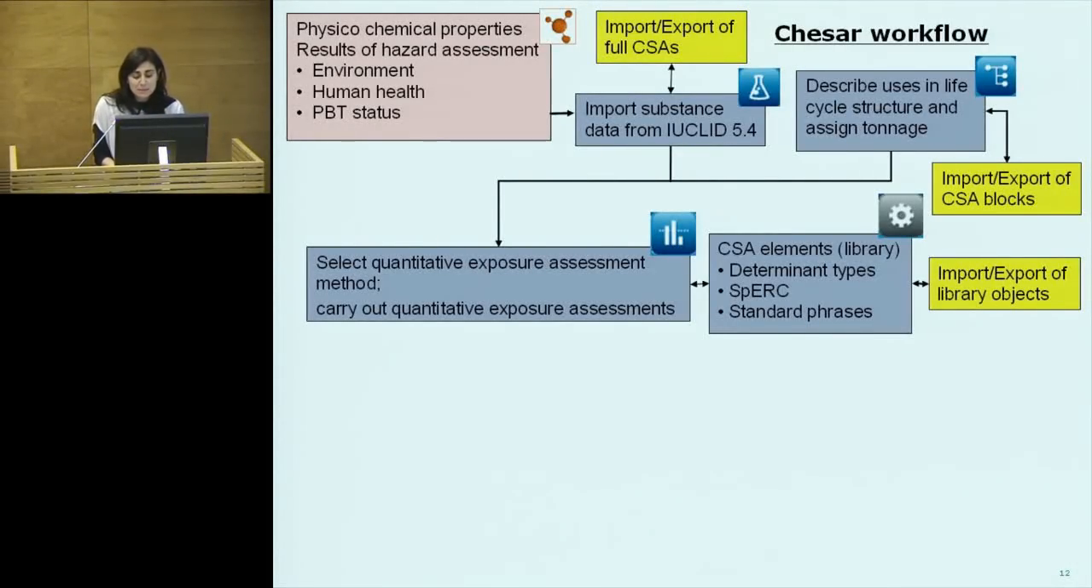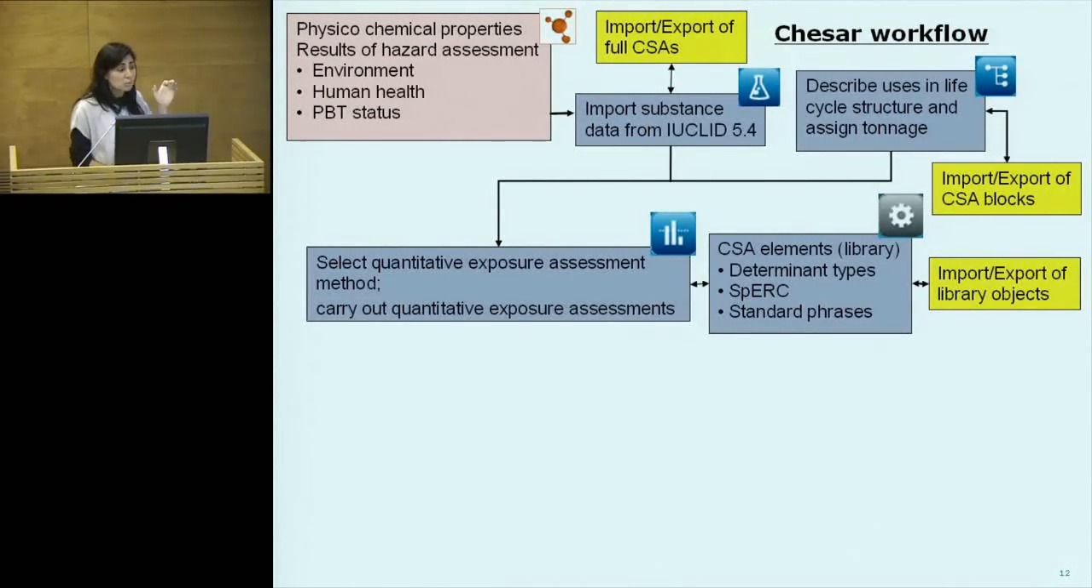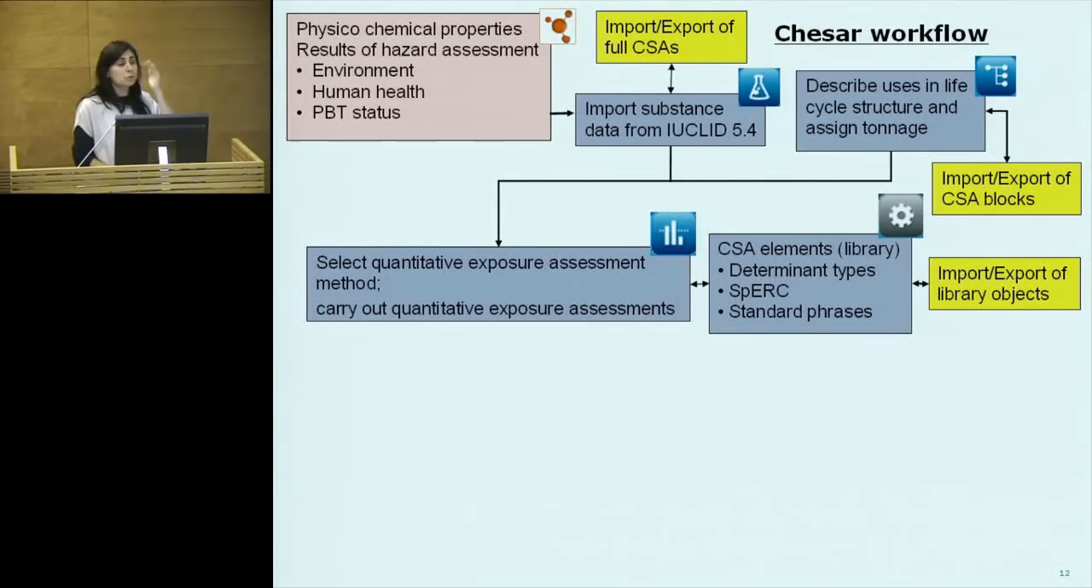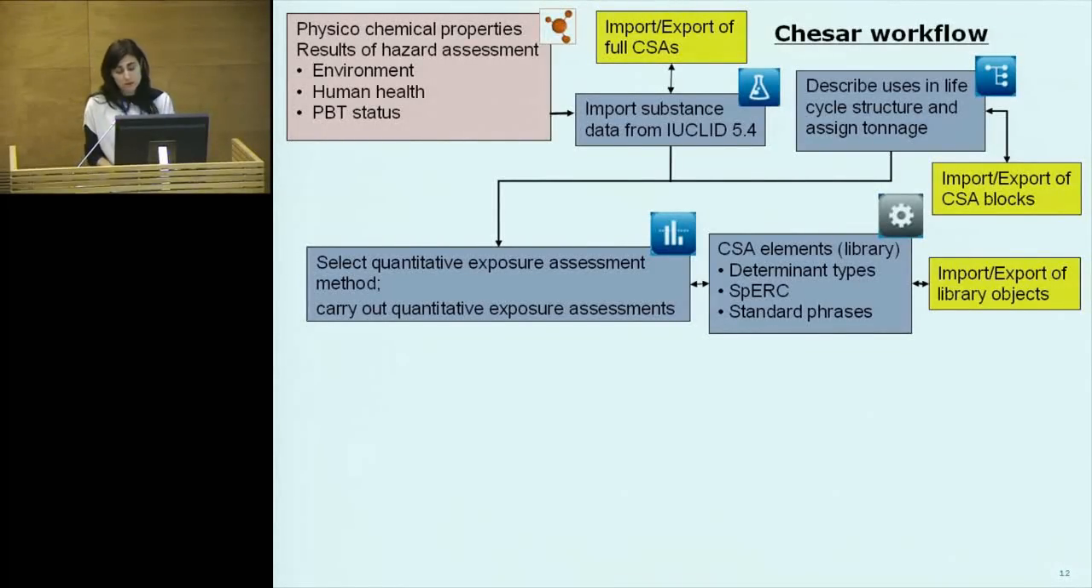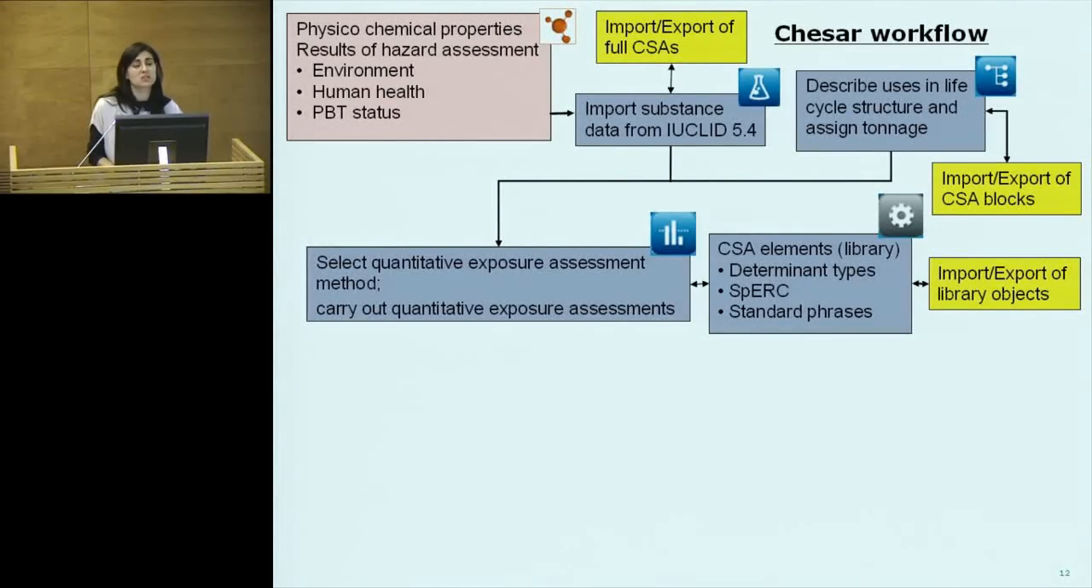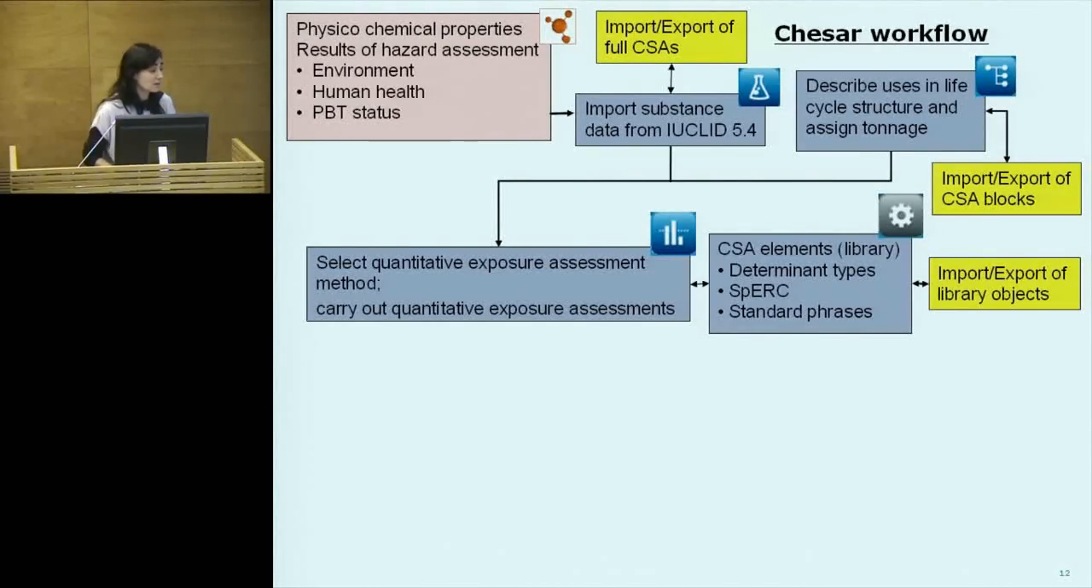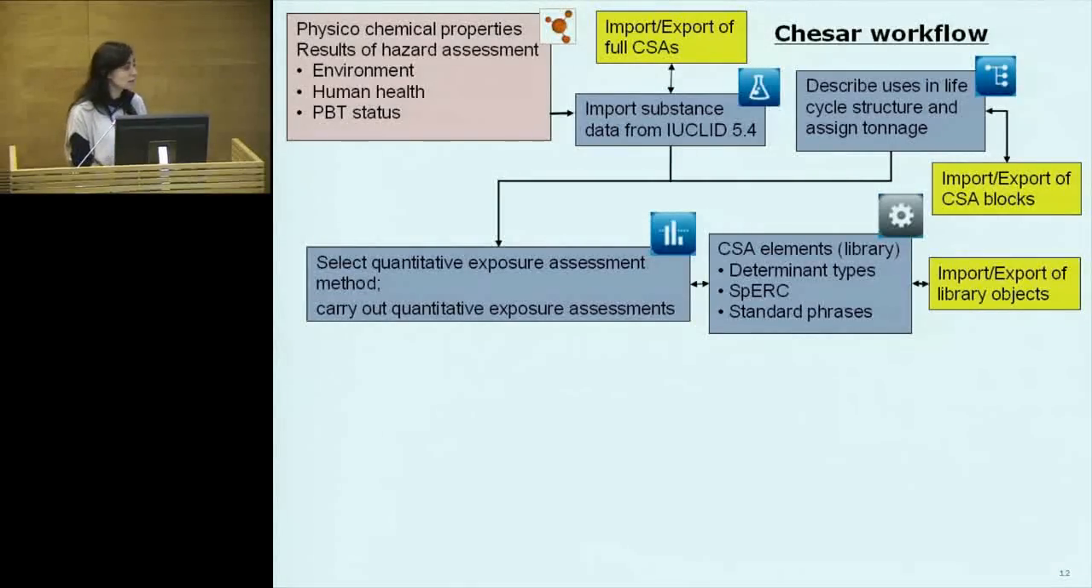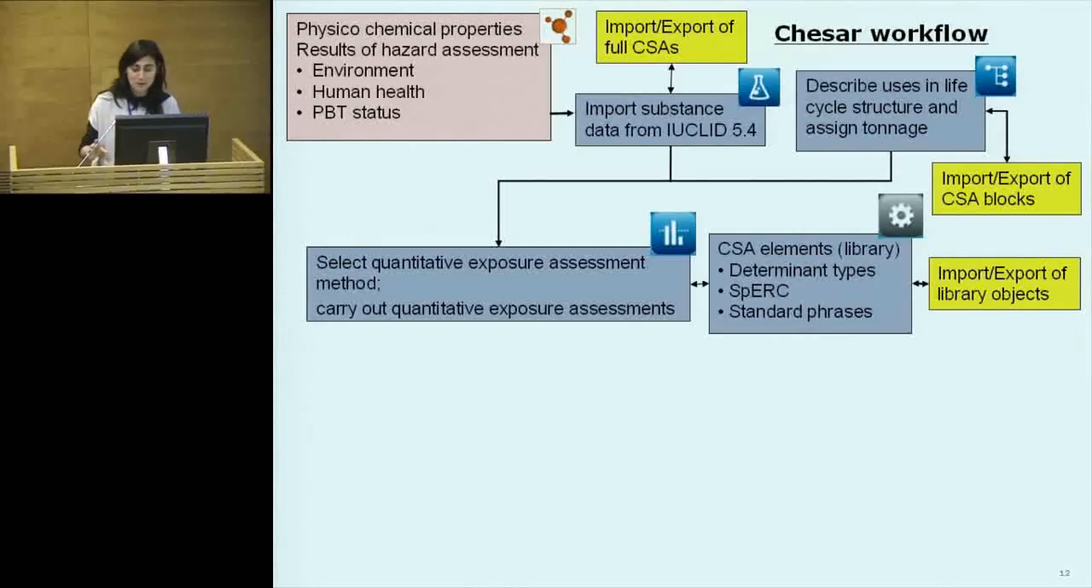So those CSA elements are the determinant types. This term means condition of use. So risk management measure or operational condition. Then you have the SPERC library, in which, if the sector has developed a SPERC, which is in the format of Chesar, that can be downloadable from their website, you can download and import directly in your Chesar, and then carry on the assessment by using the SPERC that has been already generated by somebody else. So it means that it's really a piece of work that you will avoid in this case. SPERC is a specific ERC, in case somebody is not very familiar.